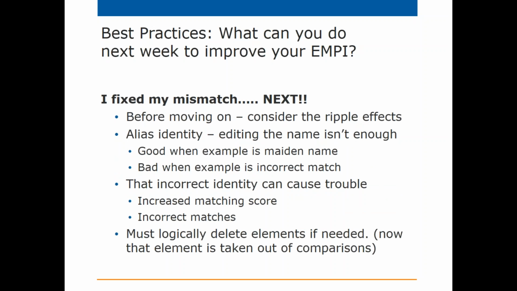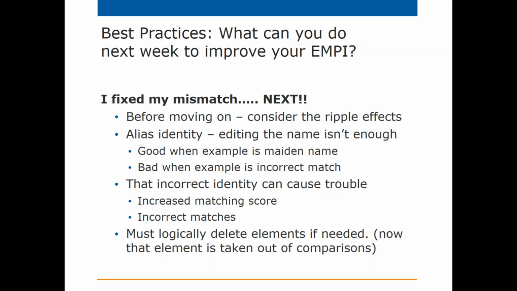Before moving on, consider the ripple effects. If you do a lot of remediation, you want to consider what happens to downstream systems. That's one thing. Alias identity, if you know, it's good when it's a maiden name. Joan Smith changed to Joan Jones, which would be crazy, but we've seen things like that. But it's bad when there's an incorrect alias on there, because that's part of the history of the record in most EMPIs. So in a lot of cases, that's used as from a matching perspective. So could provide a bad match again, just because it has an incorrect alias.